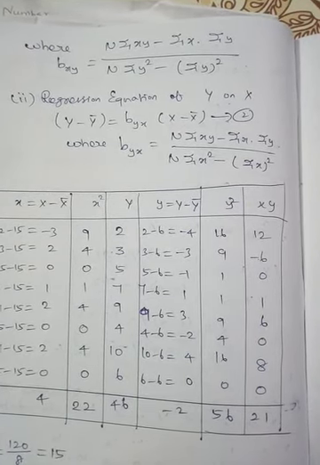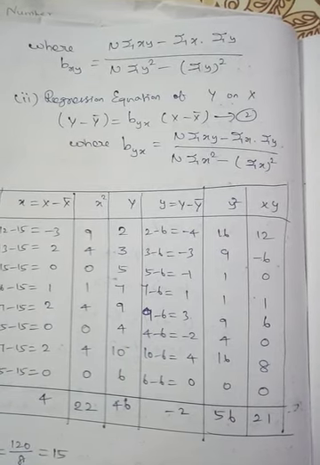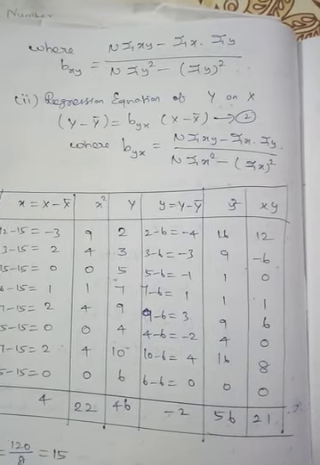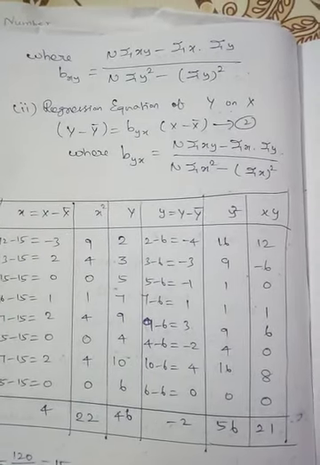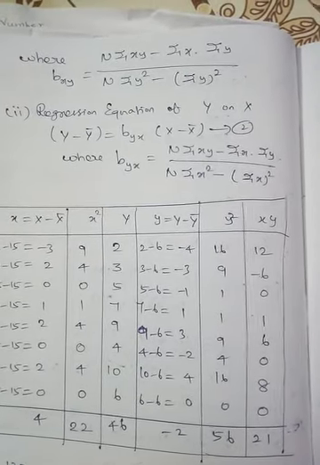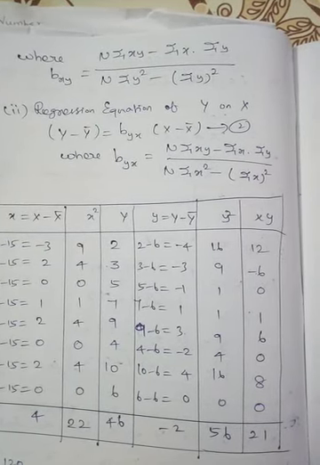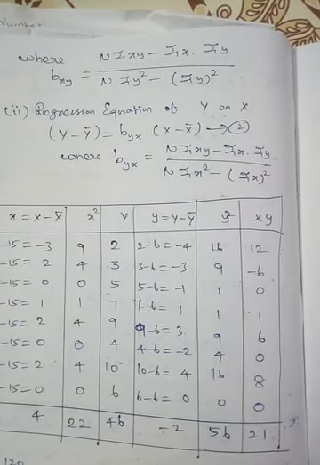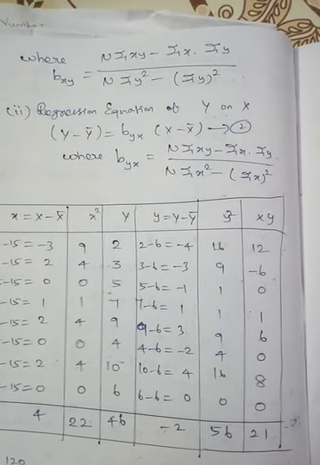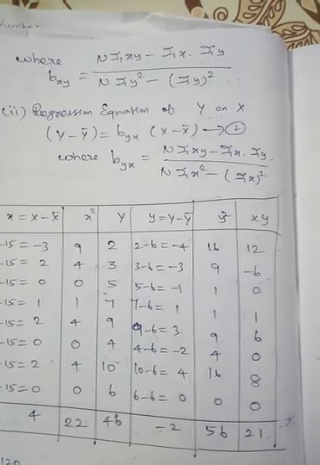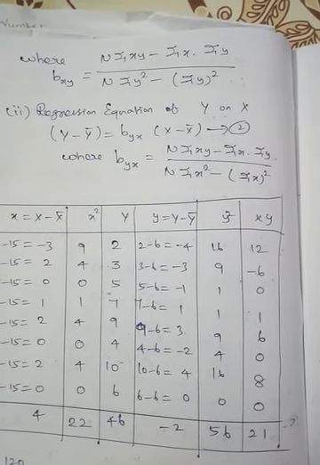What is bxy and byx? These two are called the regression coefficients. Okay, so for the regression coefficients, see the answer. A formula is given. The very first, bxy, how it is written: n into summation xy minus summation x into summation y, divided by n into summation y squared minus summation y the whole squared. So the denominator has only y terms.